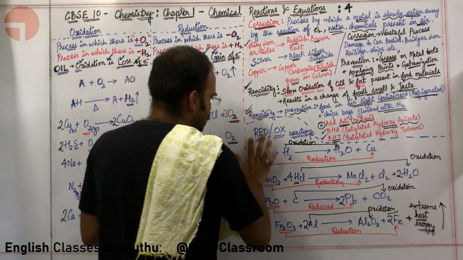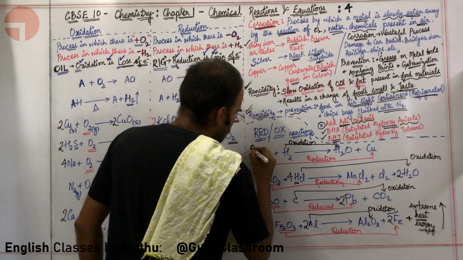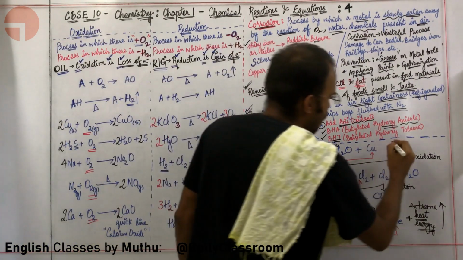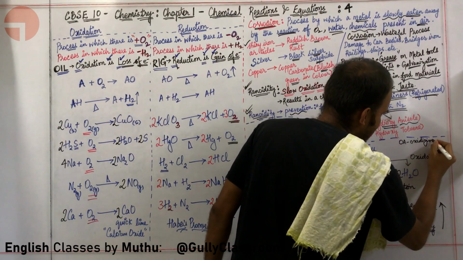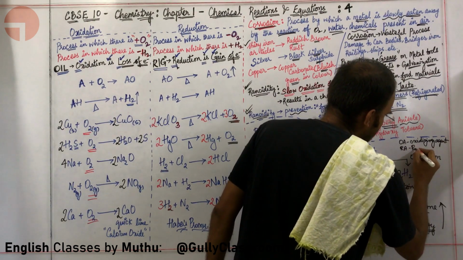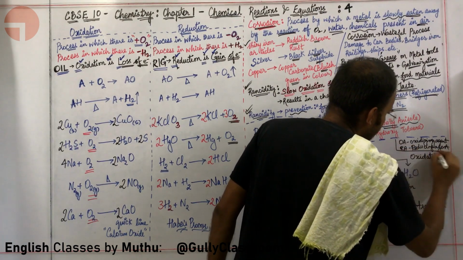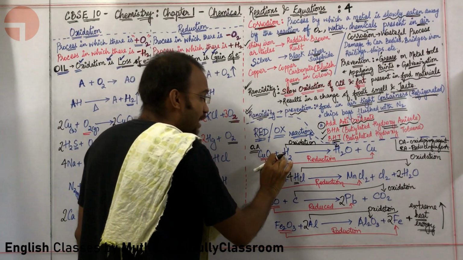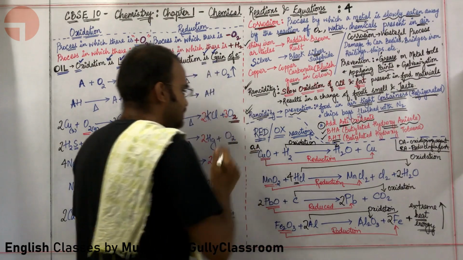Let me use black in order to write this. This is a very, very important idea. CuO is used as an OA. What is OA? OA means oxidizing agent. What is RA? RA means reducing agent. Okay, so oxidation is happening to hydrogen, and because CuO is helping it, it is called an oxidizing agent.